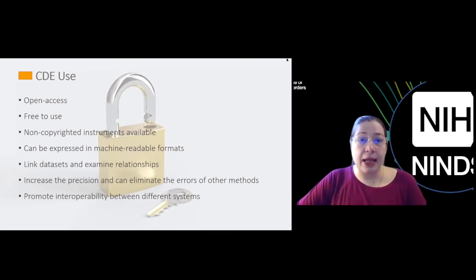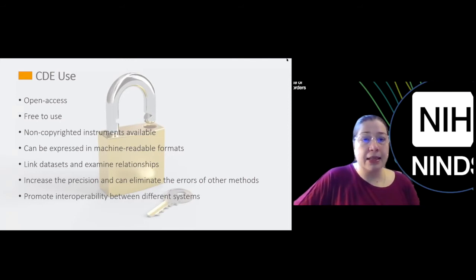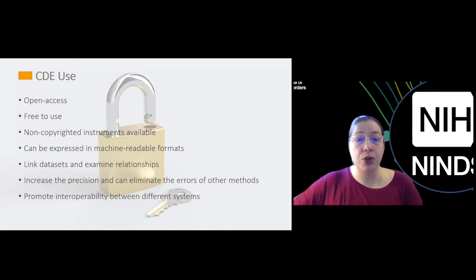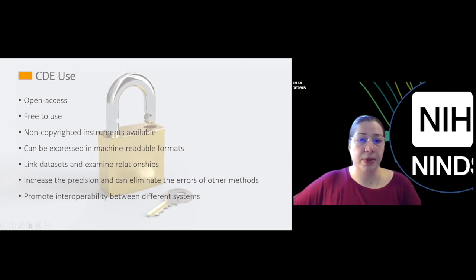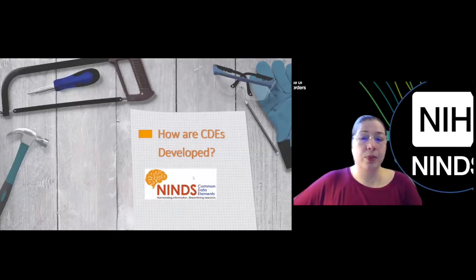Another thing is that it is an NIH funded project, but this is for all the research community. So you don't necessarily have to be funded by NIH to use the common data elements. Basically, any scientist working in neuroscience can go into the website and download our information. The information that we have is expressed in machine readable format. You can link the data sets and examine relationships when you use data across a study or different studies. And as I mentioned before, it increases precision and is going to eliminate errors of other methods, and also promote interoperability between different systems.